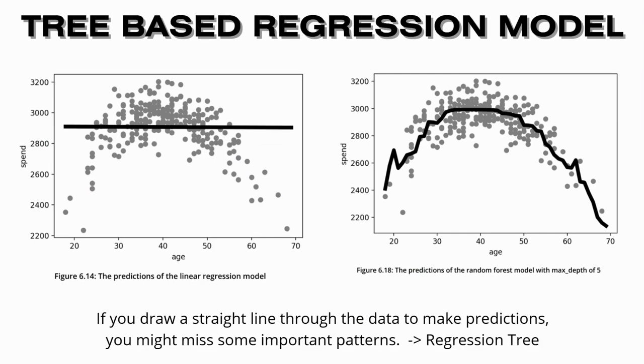Let's now explain what the tree-based regression model is. You all know that linear models are not the only type of regression models. Another powerful technique is the use of regression trees. Regression trees are based on the idea of a decision tree. Imagine you're trying to predict how much a customer might spend based on their age or income. If you drew a straight line through the data to make predictions like in the first graph, you might miss some important patterns. That's where tree-based regression models come in.